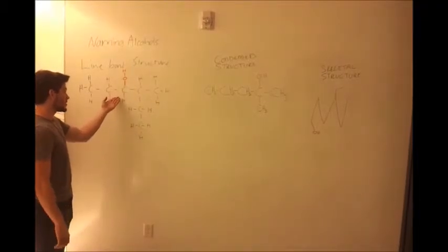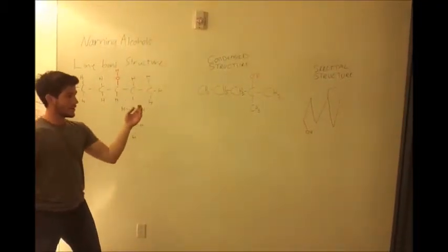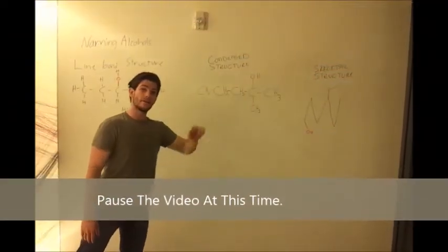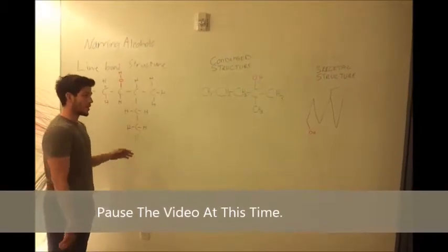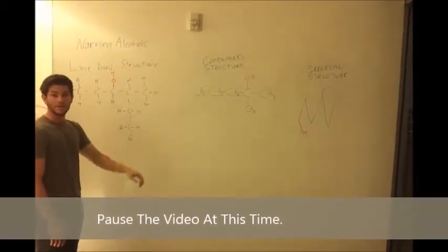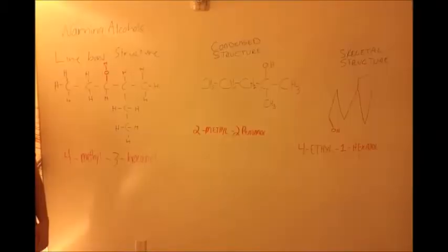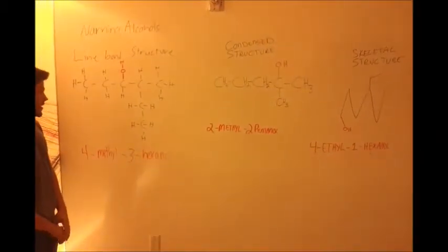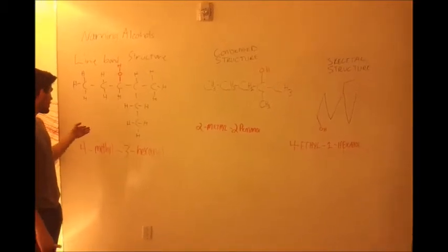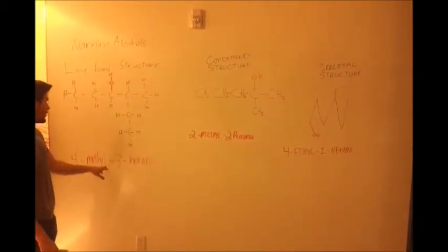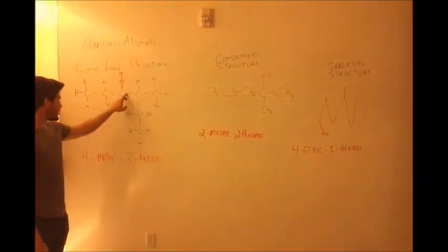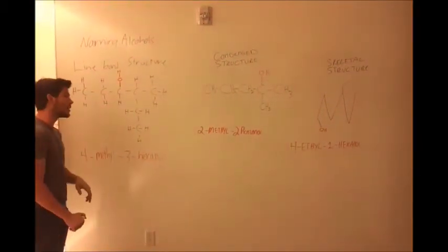So here we have some examples for naming alcohols. We have a line bond structure, a condensed structure, and a skeletal structure. Go ahead and pause this video and try naming these alcohols yourself. So here are the answers for the examples. This is 4-methyl-3-hexanol. I'm going to tell you why.